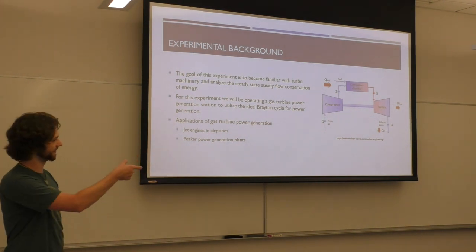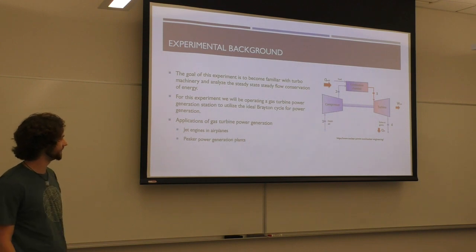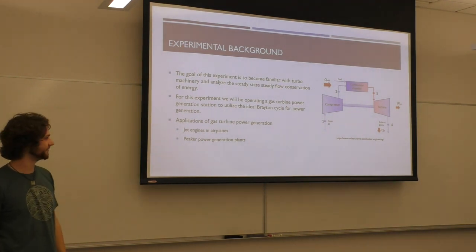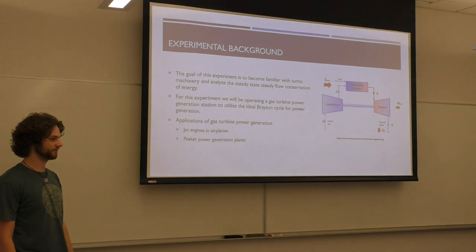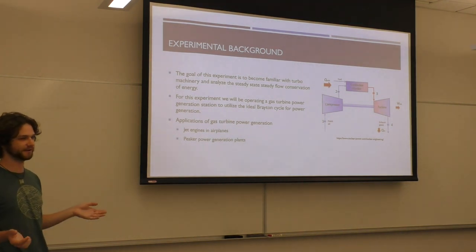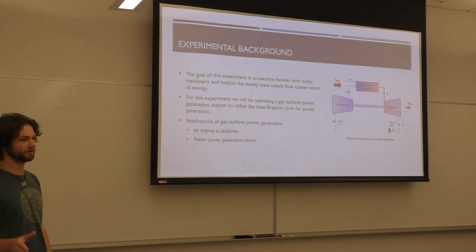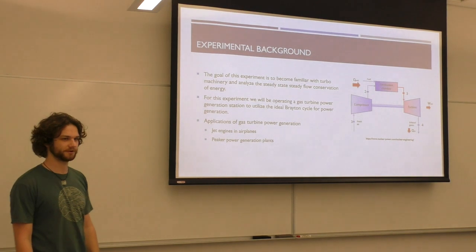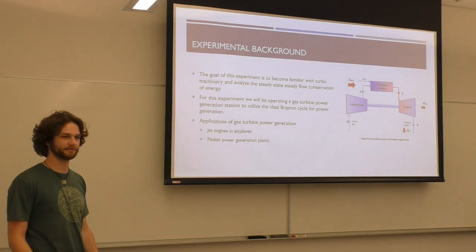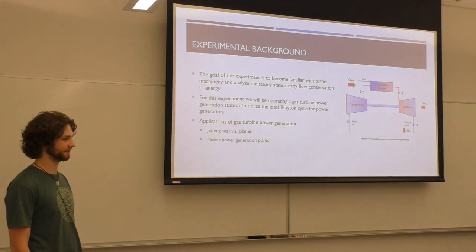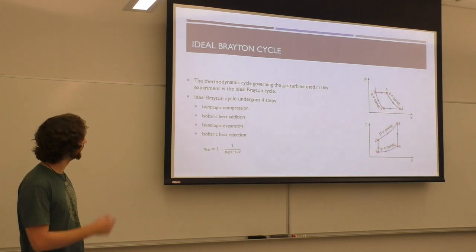You could also model it with a heat exchanger there, and then that would be a closed Brayton cycle. Some applications of this gas turbine power generation would be jet engines and airplanes, which is the open form, and peaker power generation plants, which are utilized to generate non-normal loads of electricity in the electrical grid. So if there's a super hot day where a lot of AC is being used, they use these peaker power stations to generate and supplement the grid.